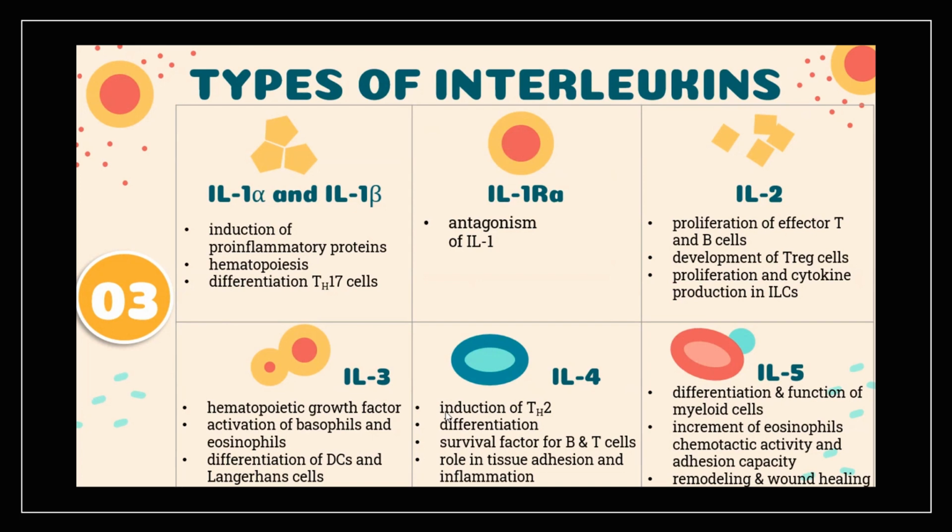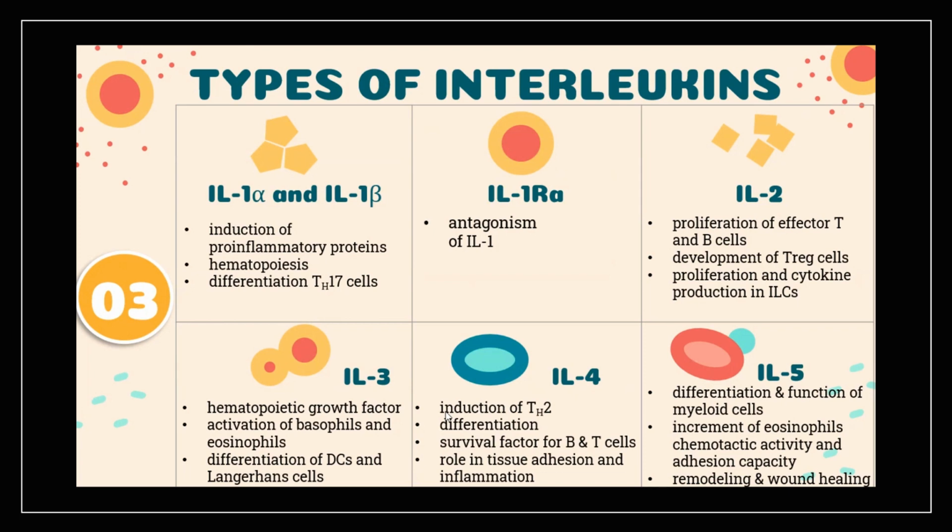Next, for the IL-1 R antagonist, they have the major function of antagonism of the interleukin 1 superfamily, which is the inhibition of the functions of the IL-1 superfamily. Their cell sources are the same as the previous one, which are monocytes and macrophages, and cell targets, which are T cells, fibroblasts, epithelial, and endothelial cells.